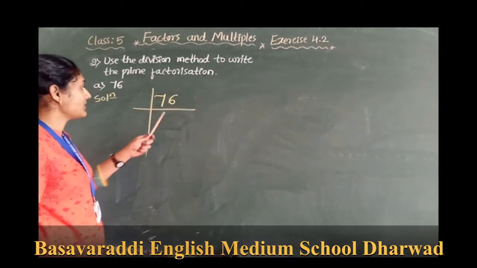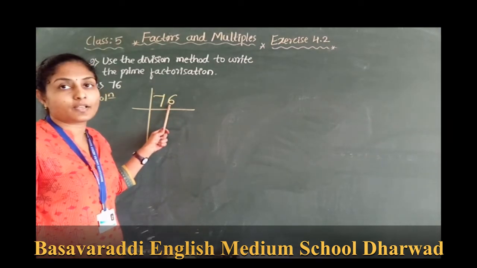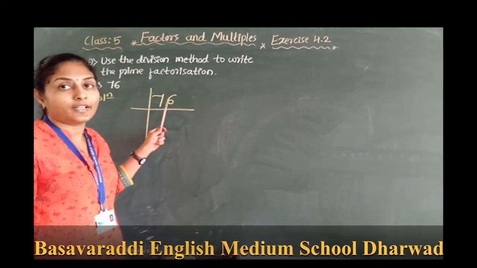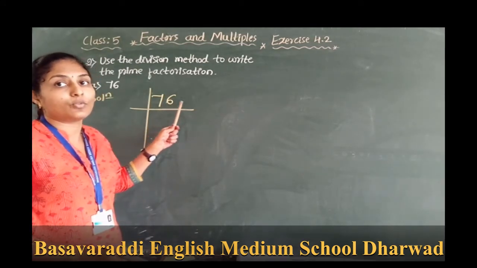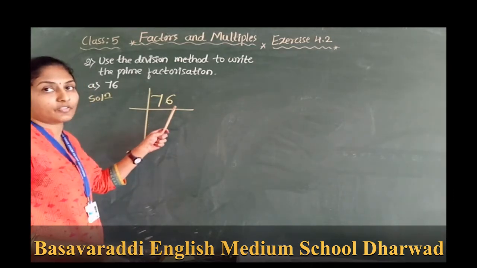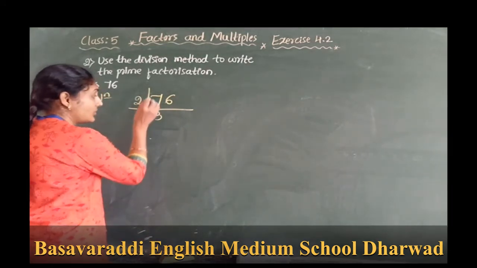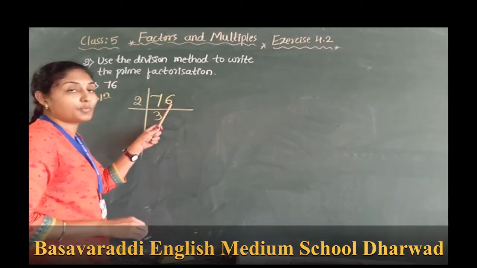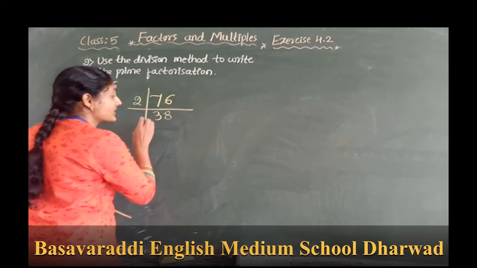Let's apply the rules. In the ones place there is a 6. The 6 is divisible by 2. Why? What is the second rule? The divisibility rule for 2 is: if the ones place has 0, 2, 4, 6, or 8, the whole number is divisible by 2. So 76 is divisible by 2. 2 threes are 6. Look here, 2 threes are 6, so 1 is the remainder. Next, club it with the 6, that becomes 16. So 2 eights are 16.